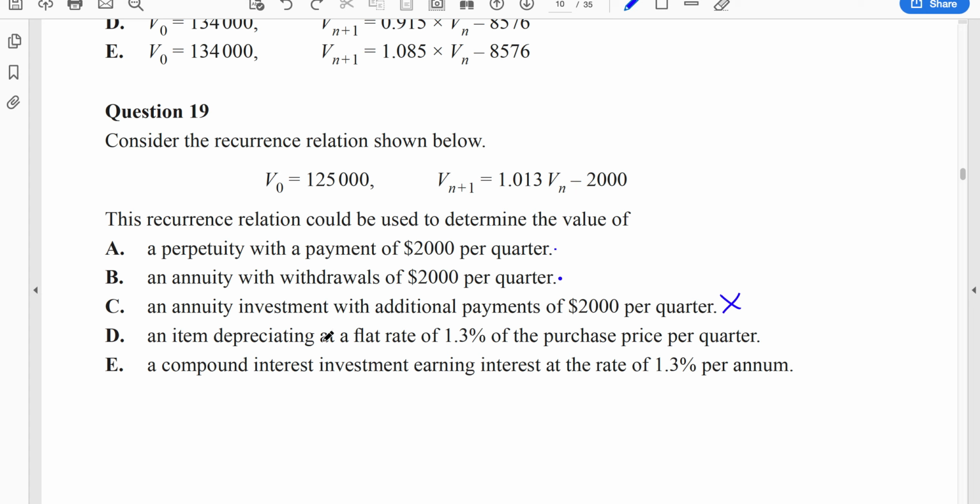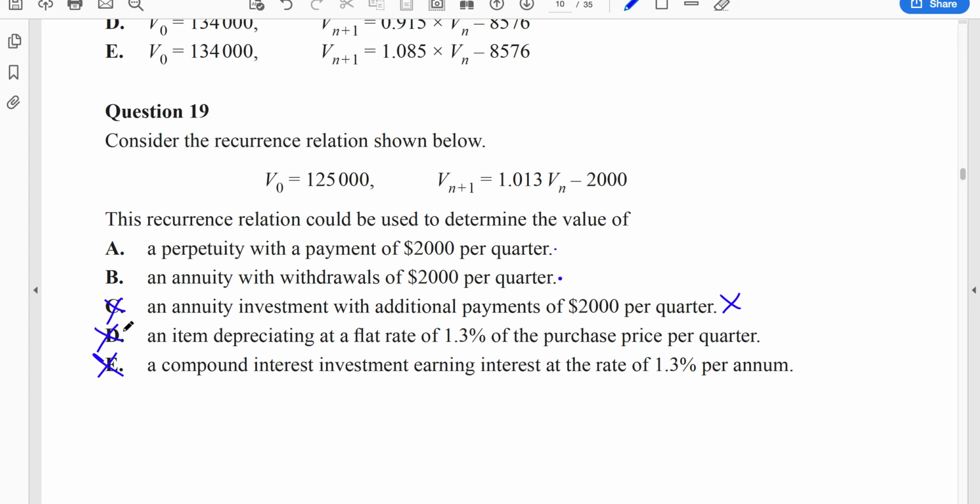An item depreciating at a flat rate. Now, this is very clearly not depreciation. First of all, it's not flat rate depreciation, because that doesn't look like this at all. That's just when you're subtracting a number. You don't multiply it and then subtract it. And secondly, if it was depreciating, this number here should be less than 1 to make the number get smaller. Compound interest investment, earning interest at a rate of 1.3. Well, that could be true, except that we've got this minus 2,000. So it's not just an investment, because something's going on with this $2,000. So we'll take out D and E and C as well, sorry.